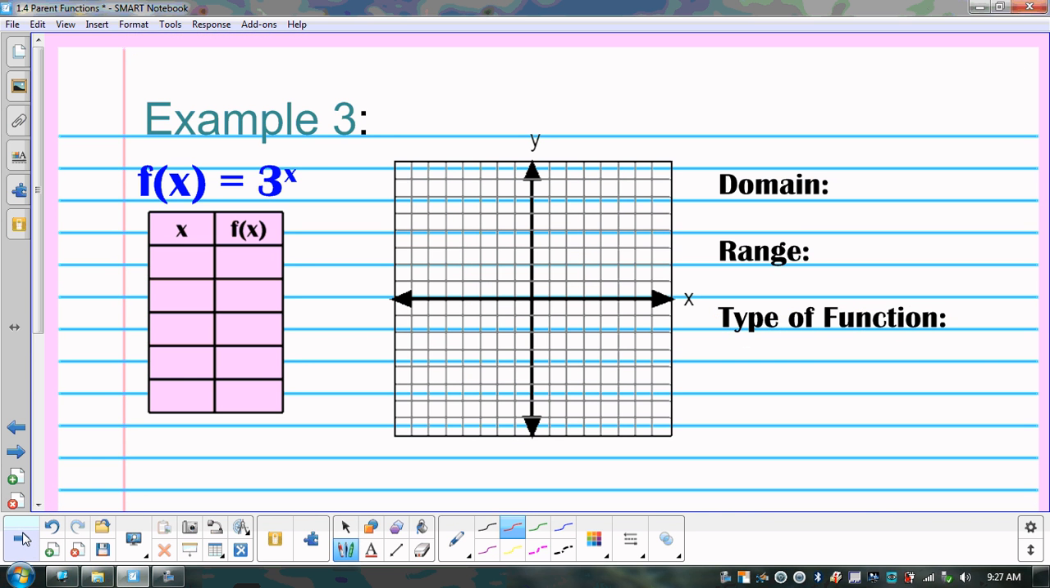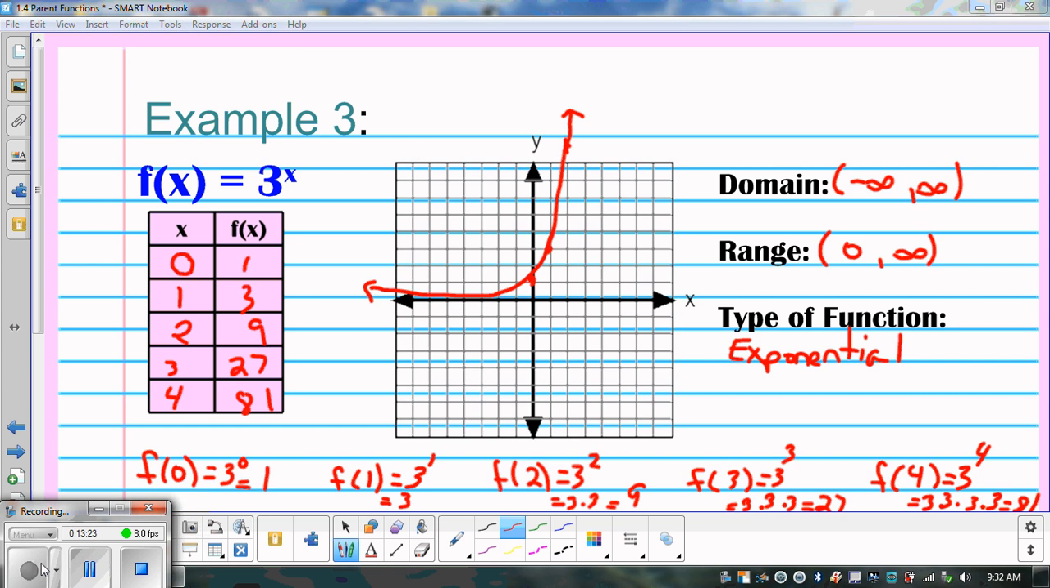Take a moment and set up the table and graph the next function and come back when you are ready to see how you did. So take a moment, absorb all this, and see how it compares with your work.